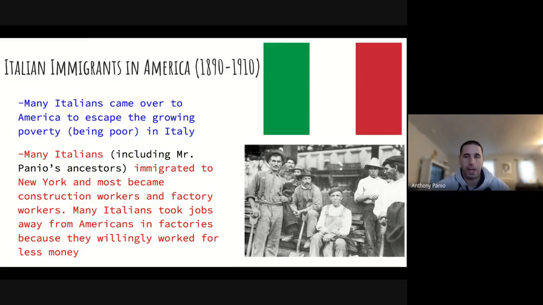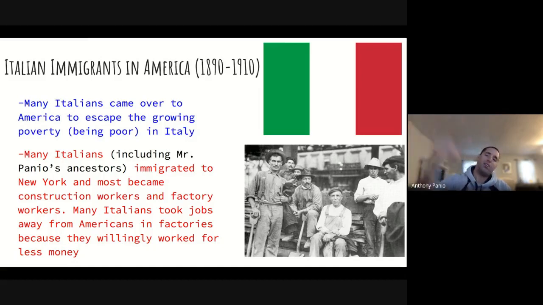Now, you'll learn back in American history, there was no such thing as a minimum wage. So it's not like they made $12 an hour. They were more than willing to work for $1 an hour or $2 an hour because that may not seem like a lot to us. It's not. But to them, it's a lot of money.